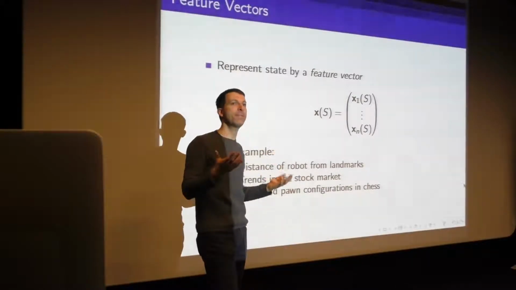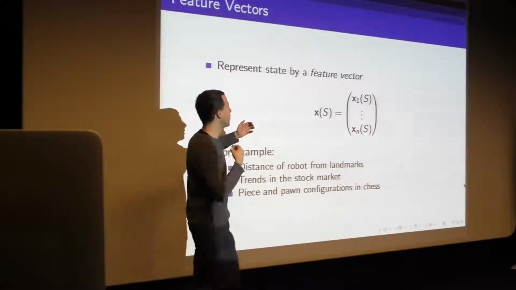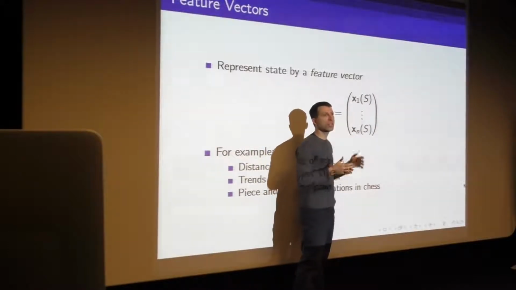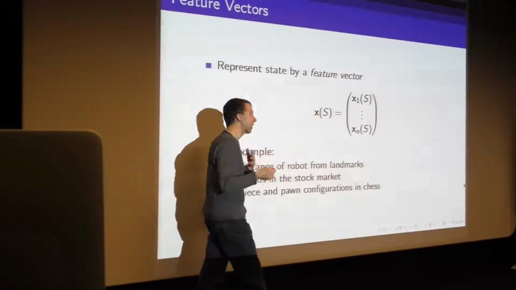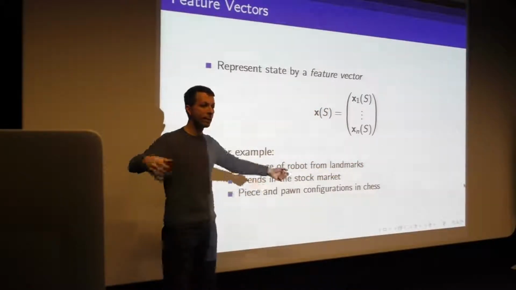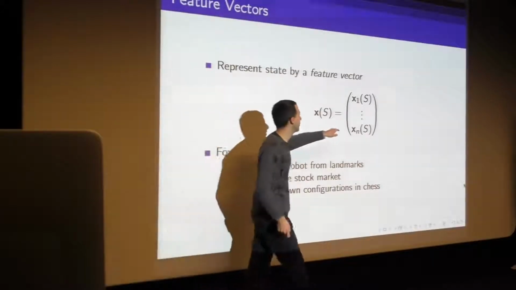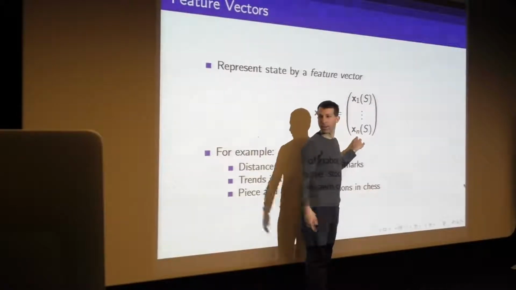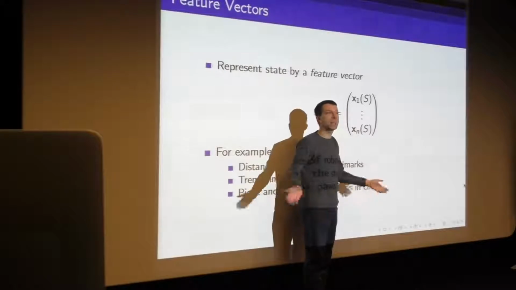Well, let's define a feature vector. Each of these features is something which tells you something about your state space. It can be anything you like. It could be like a landmark. How far is my robot from each of these landmarks could be my feature vector. This could say I'm 3 meters from the wall over there, and I'm 2 meters from the wall over there. And that could be my representation of where I am in the state space.